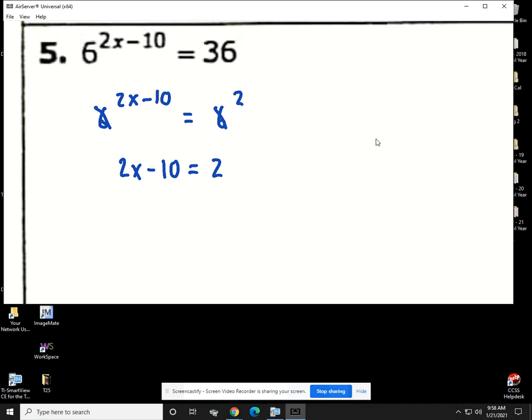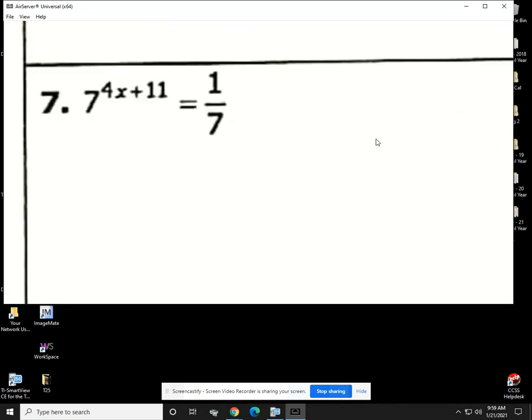Now, in this case, what do I do to solve? What do I do to get x alone? I'm going to add 10, right? What's 2 plus 10? And then finally, divide by 2. What's 12 divided by 2? So my solution to this exponential equation is x equals 6. Okay? Does that make sense? Okay, let's keep doing some of these.